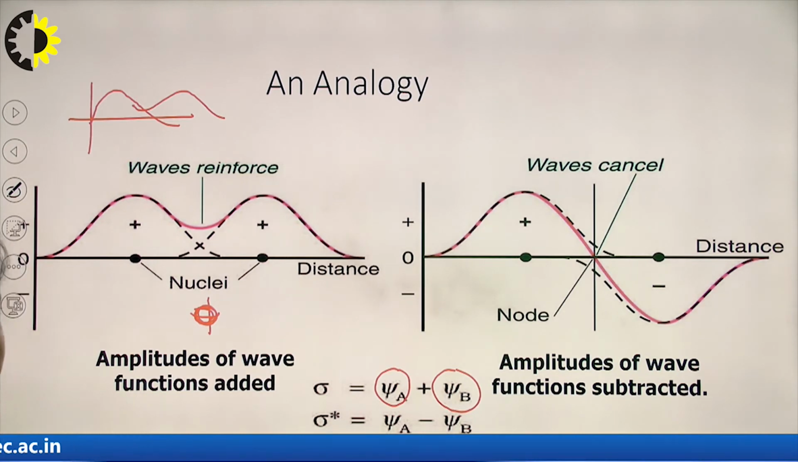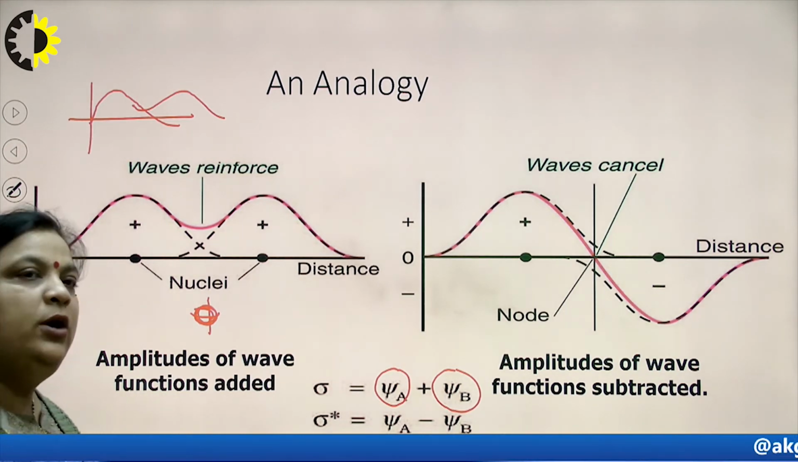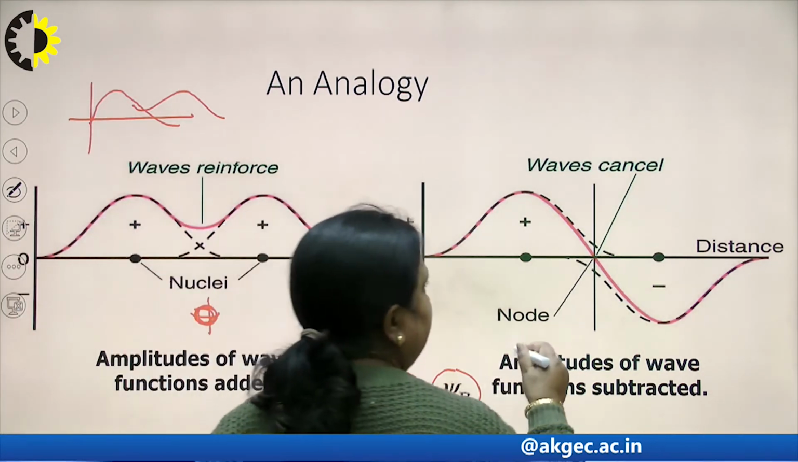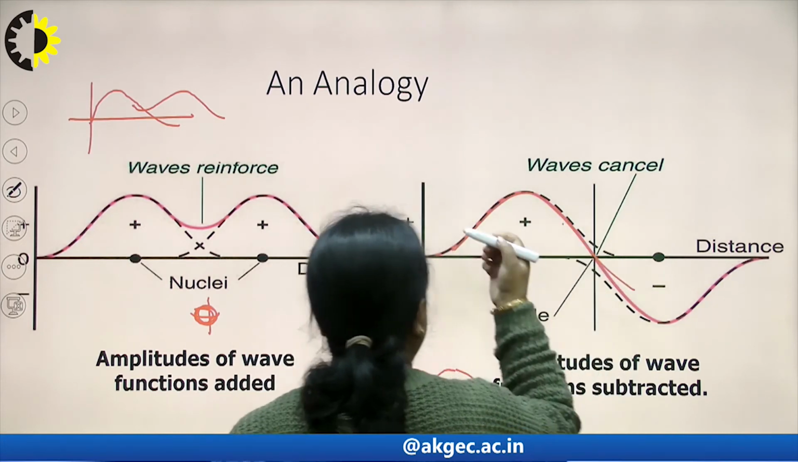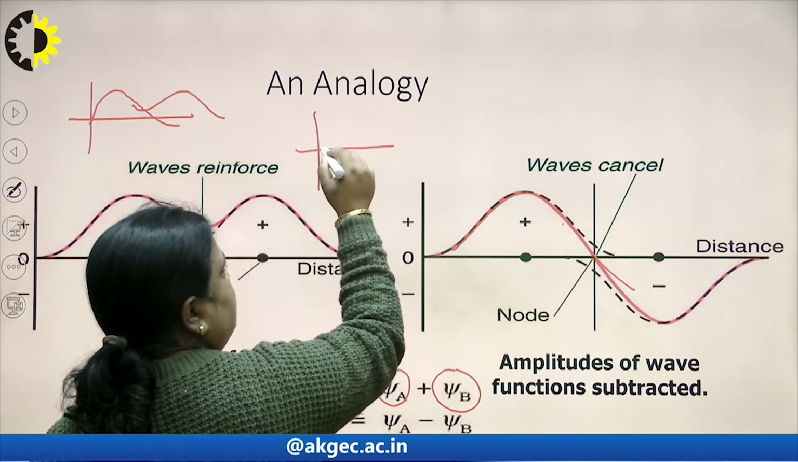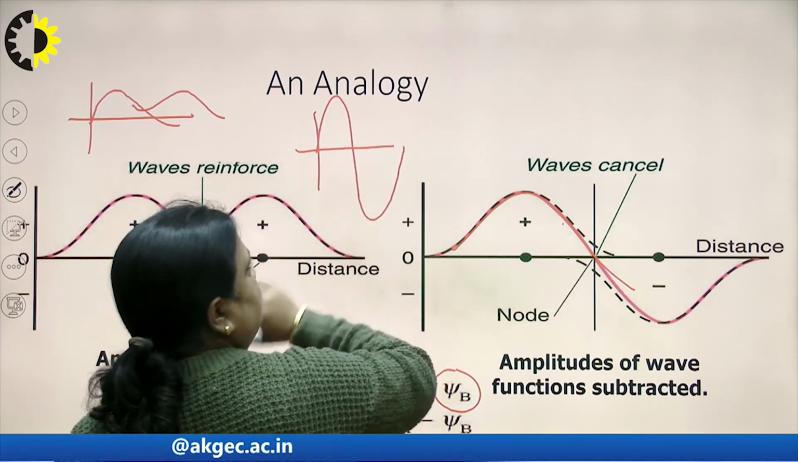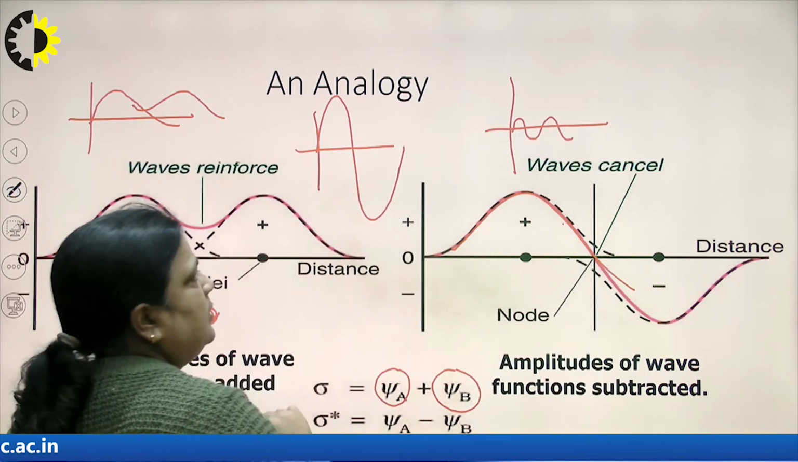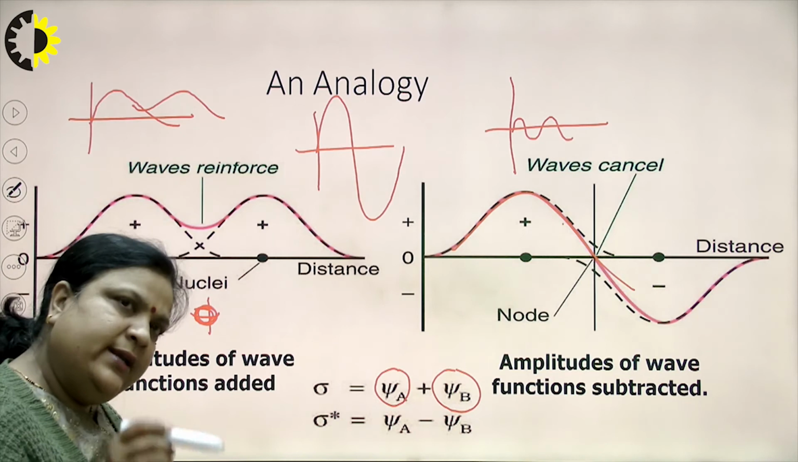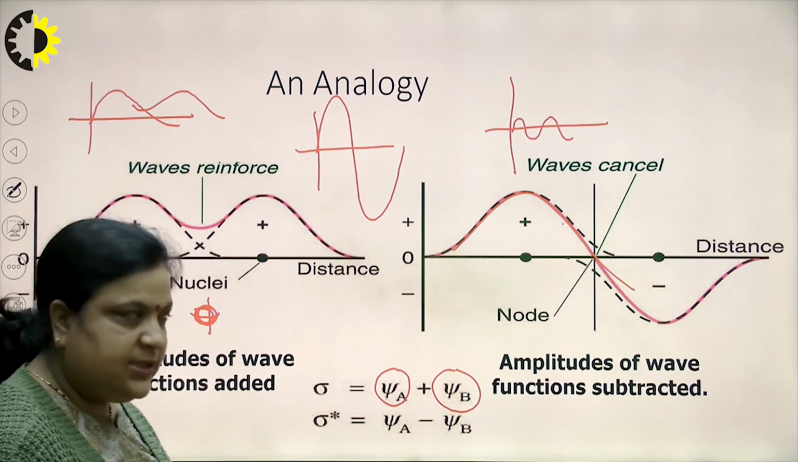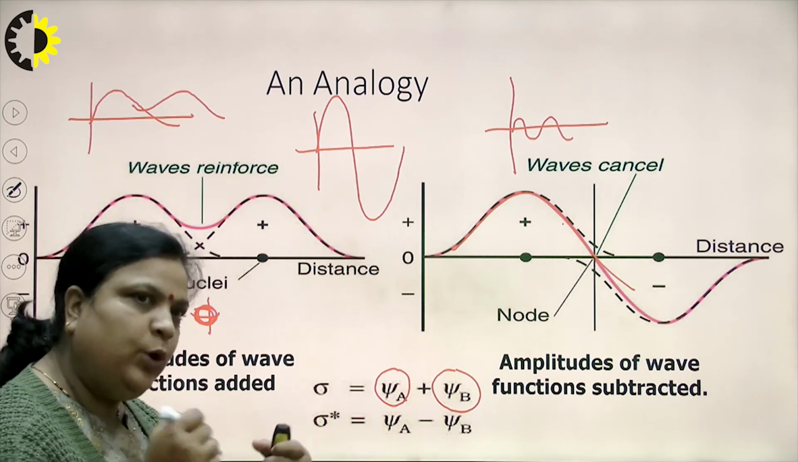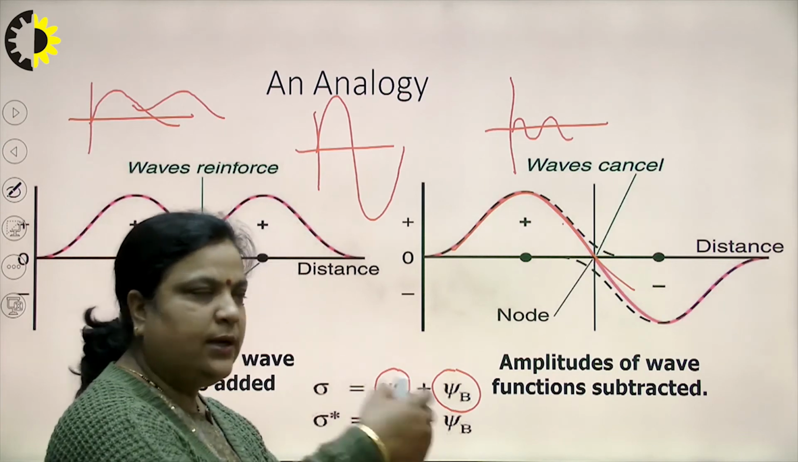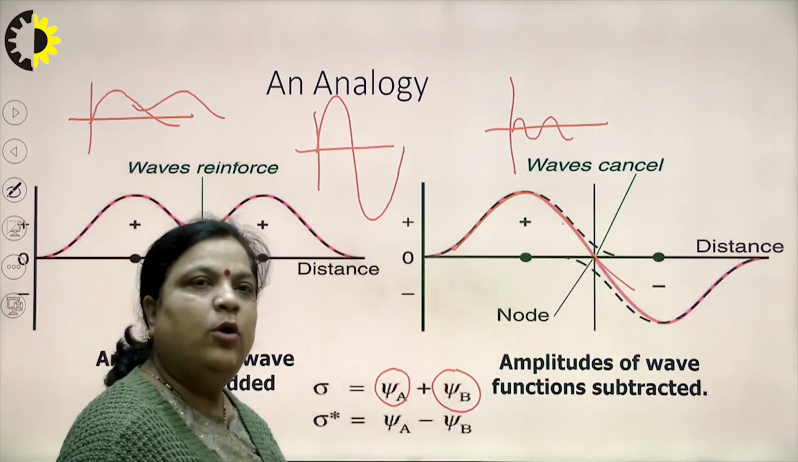In such a condition the stable molecular orbital is formed, which is called bonding. And when they cancel each other like this, in such a situation the electron density around the nuclei becomes zero or reduced. It means the repulsion between electrons or nuclei increases. So it leads towards instability, and the anti-bonding molecular orbital is formed.